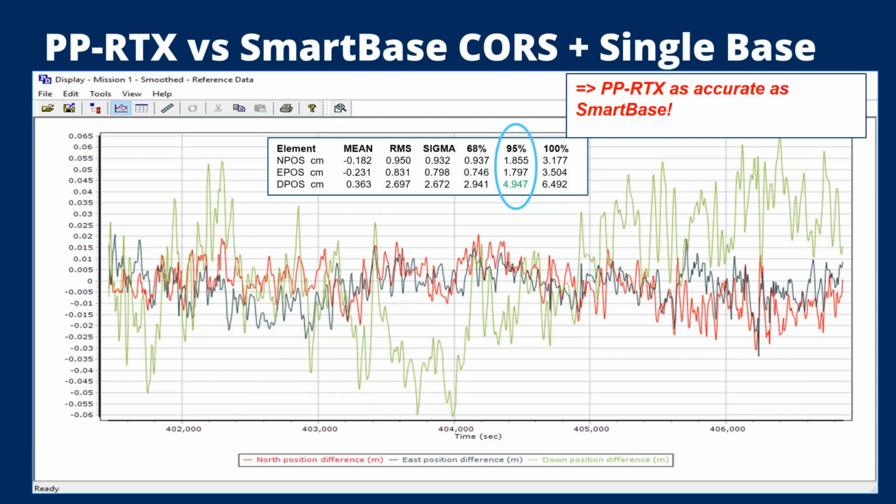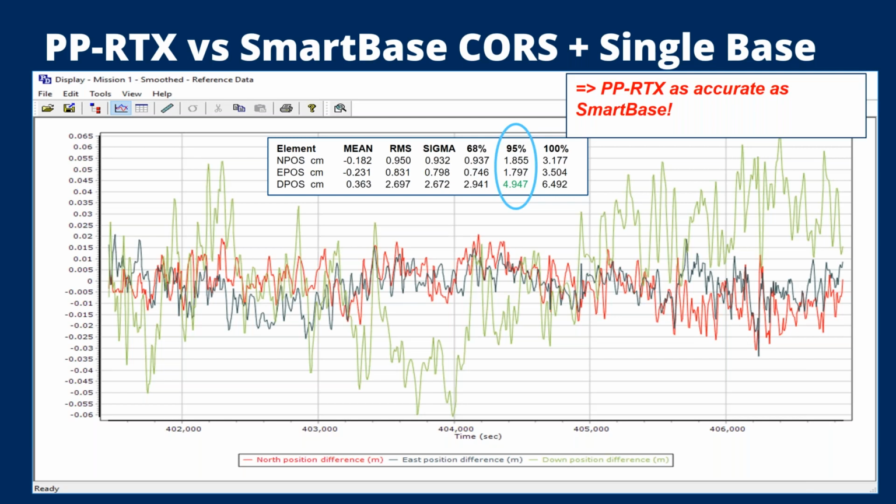Okay, so finally, we'll have a look at how PP-RTX stacks up against SmartBase plus single base. If you recall, this was thought to be the most accurate solution because we had such a dense network of base stations. Now we can see that PP-RTX gives us the most agreement in positions. The vertical position is now less than 5 centimeters at the 95% level. And again, we're using 5 centimeters as our acceptance level because that is how accurately POSPAC can estimate positions too.